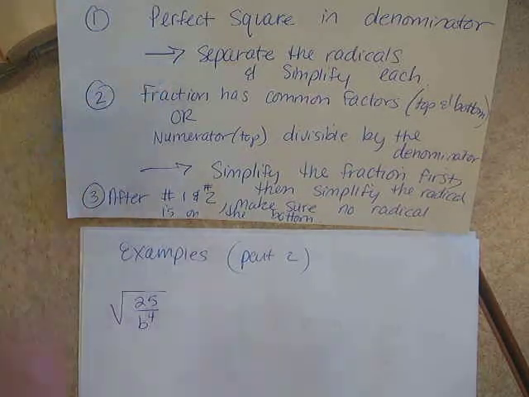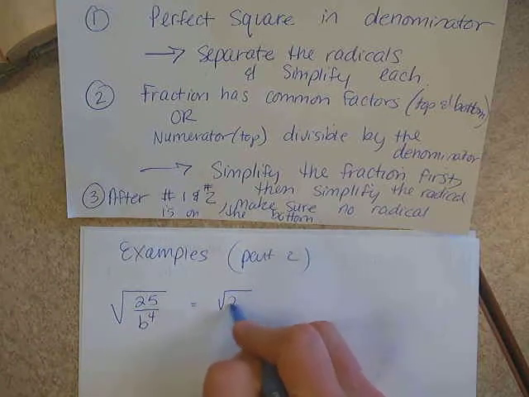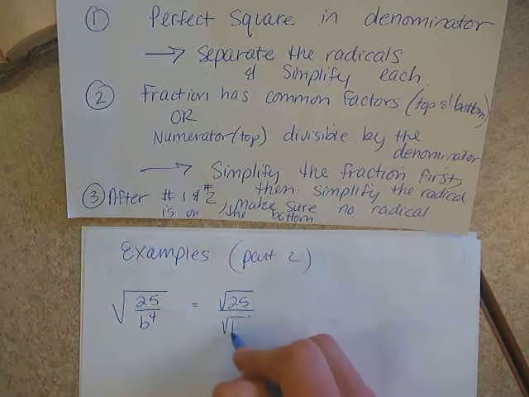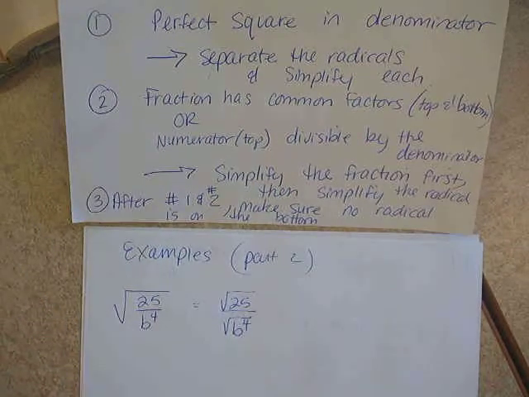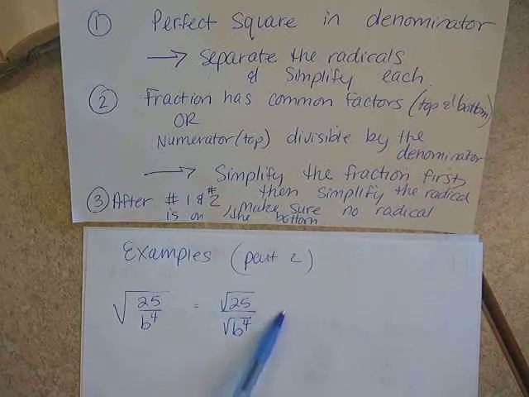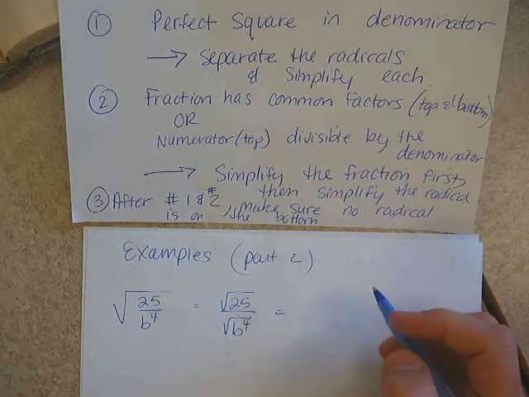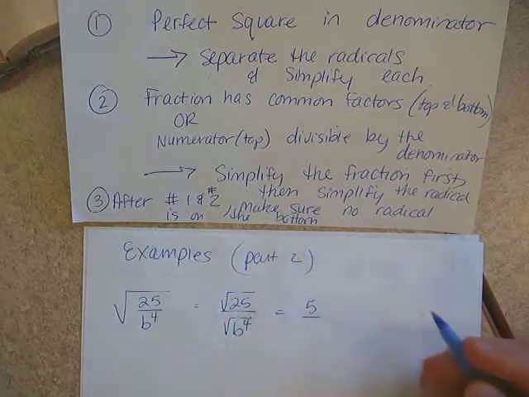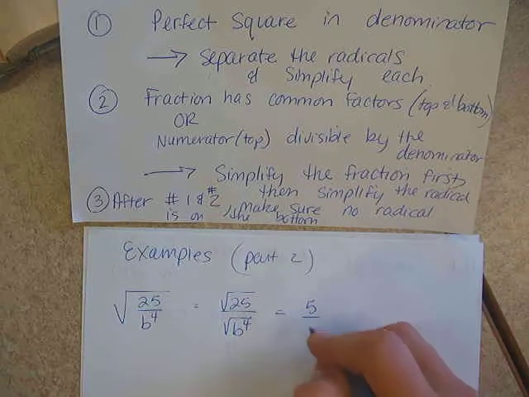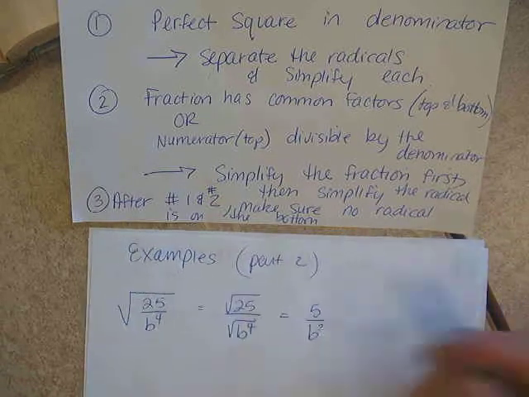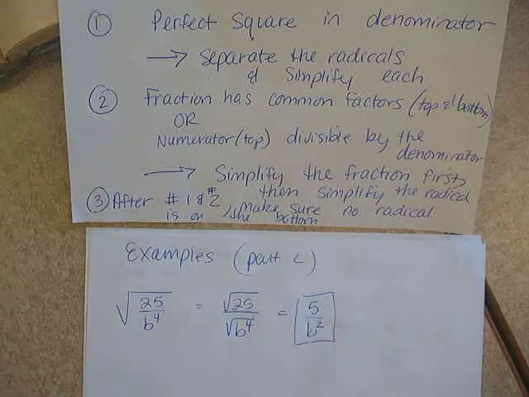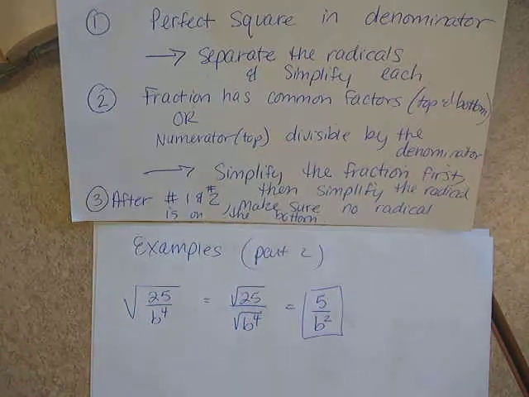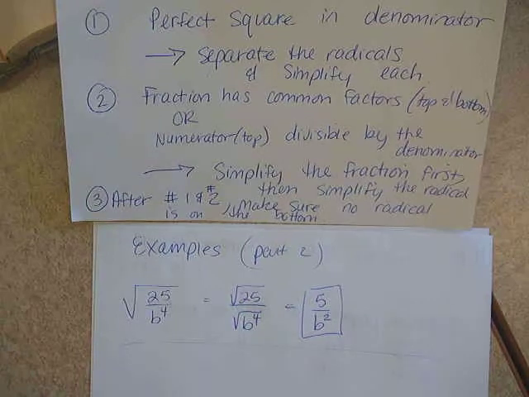So it says separate the radicals. We're going to separate these: the square root of 25 over the square root of b to the fourth, and simplify each. The square root of 25 is 5, and the square root of b to the fourth is b squared. Okay, and there's nothing else that we can do with that. That's it.